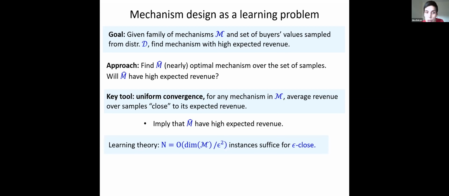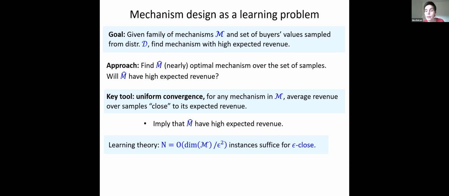We also know from learning theory that the number of samples we need to achieve uniform convergence will depend on the intrinsic complexity, or the intrinsic dimension, of the family of mechanisms that we are looking at, the family calligraphic M. This notion of dimension is then a key quantity in sample complexity bounds of the form that I have here on this slide, which tell us how many samples we need to achieve uniform convergence, and thus generalization, to do well on new random instances.